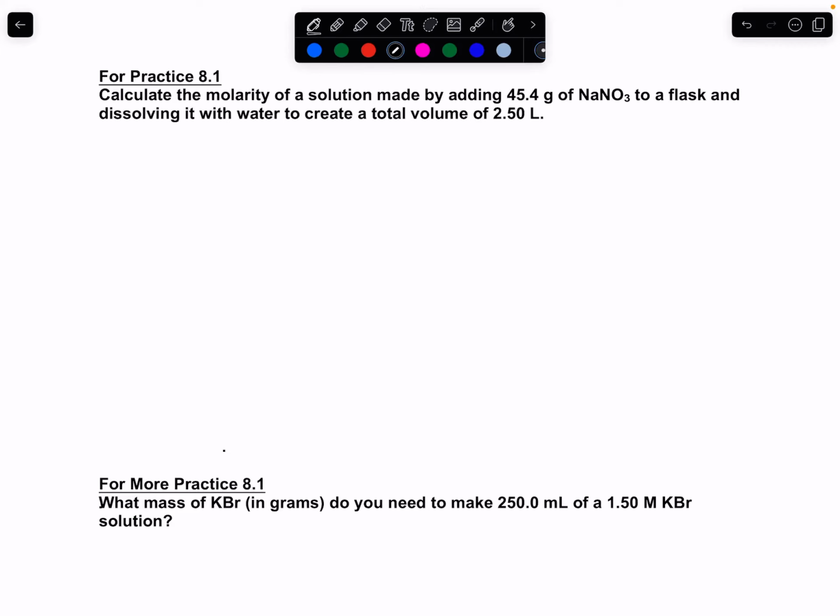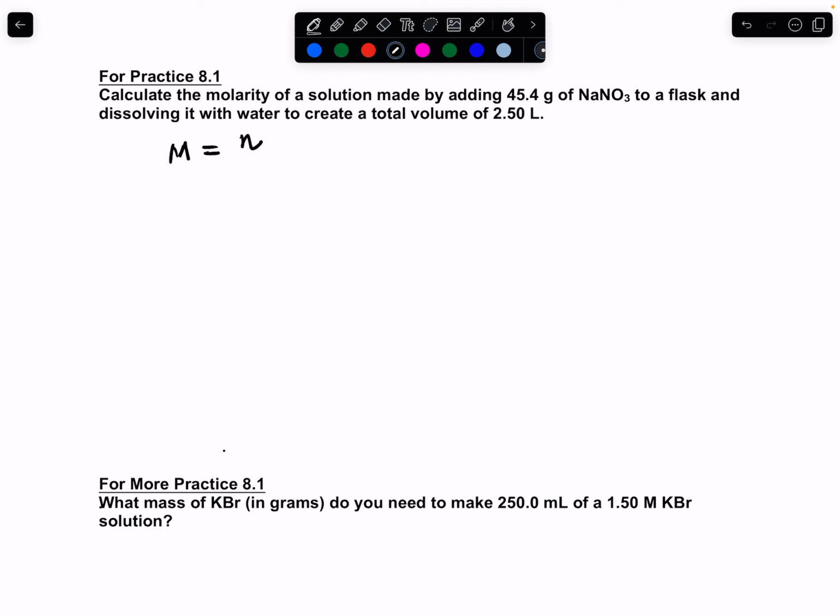In this video, we're going to take a look at how to solve two problems on molarity. Let's take a look at the first one. It's asking you to calculate the molarity of a solution made by adding 45.4 grams of NaNO3 to a flask, and it's dissolved in water to create a total volume of 2.50 liters.